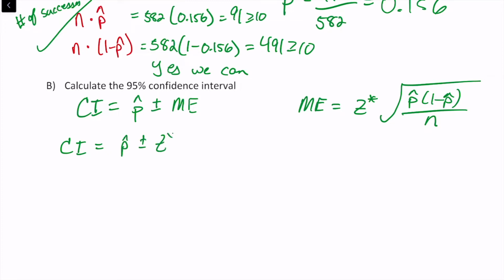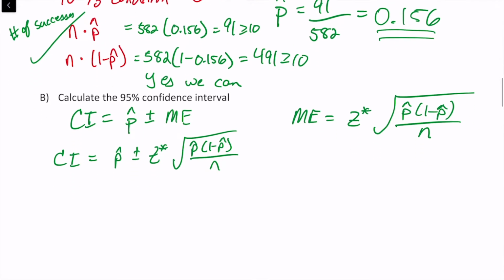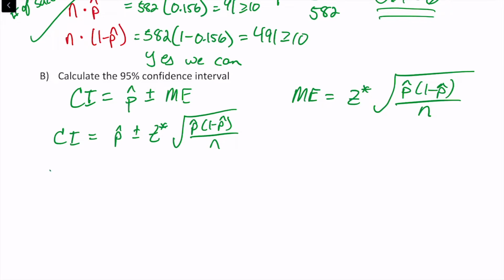Okay, so just filling this into our formula, z star times the square root of p hat times 1 minus p hat over n. We have already calculated p hat. I'm going to bring it down. It's 0.156. So our confidence interval will be 0.156 plus or minus z star, the critical z-score. We need to be 95% confident. So that means that our z-score is going to be 1.96.